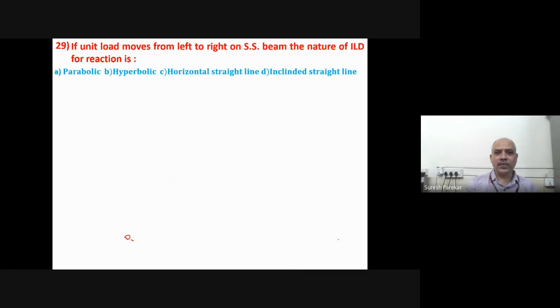If the unit load moves from left to right, then the ILD for reactions is a linear line, that is inclined and straight line. Option is D.